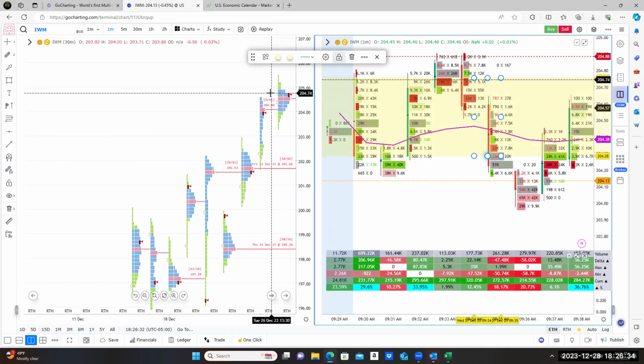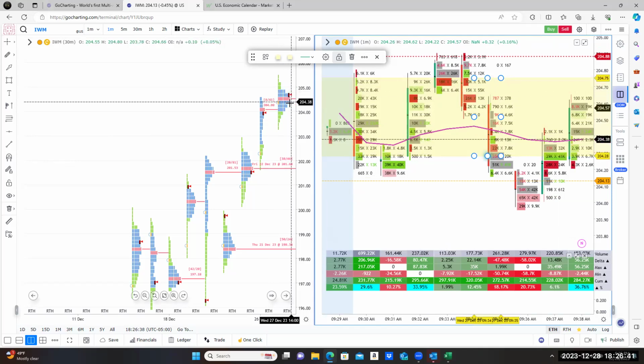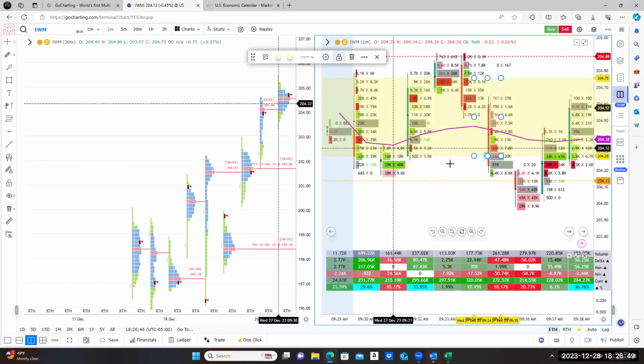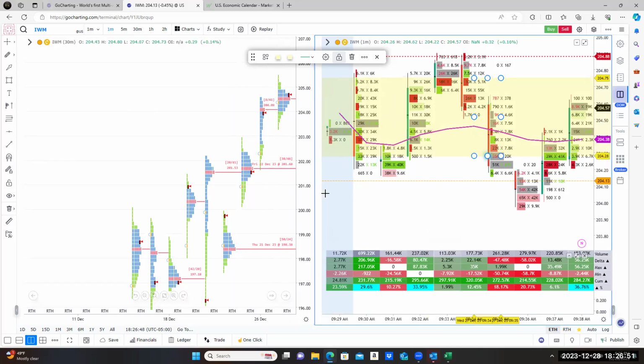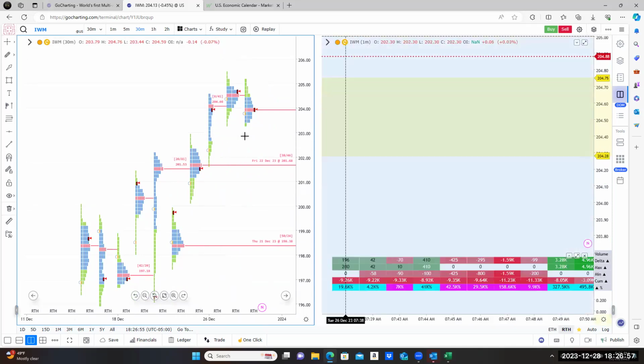I like to highlight the areas that poke out, the higher areas. To me, that's the area of interest. Well, not to me, that is the area of interest. So that's the first thing I do. Now, once I have that marked, let's go to today's action.